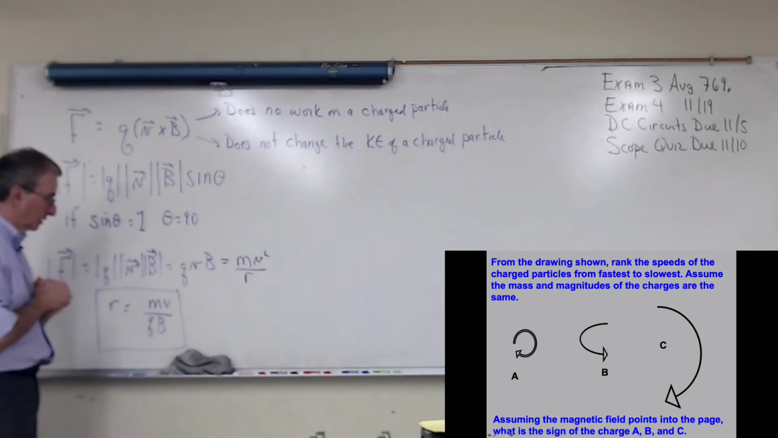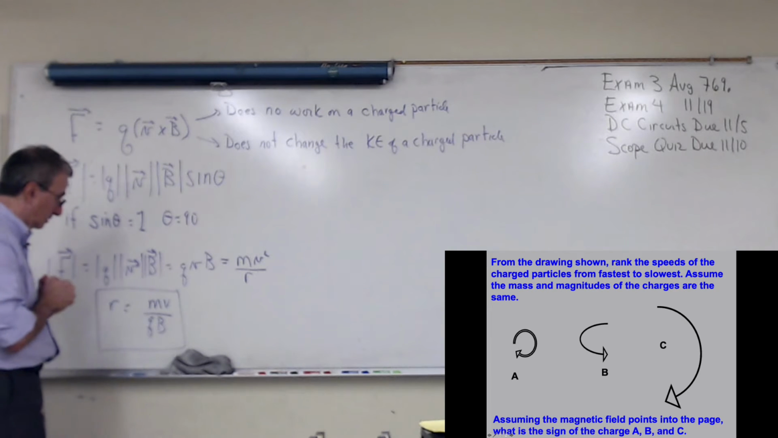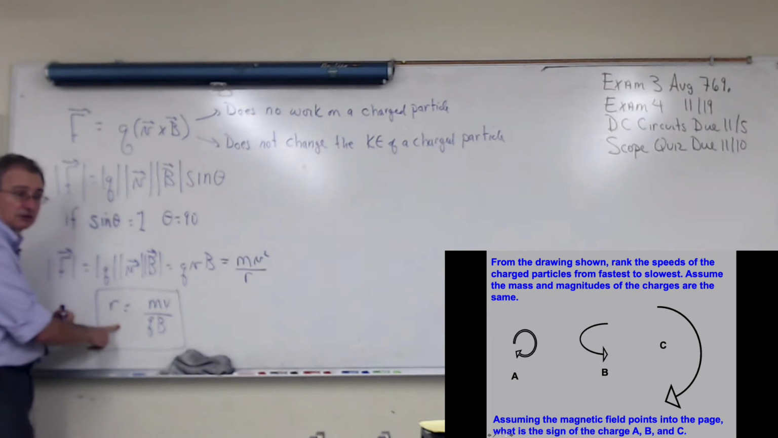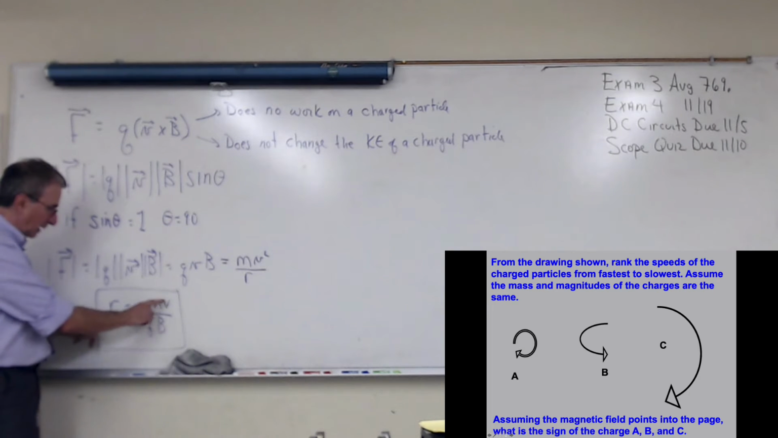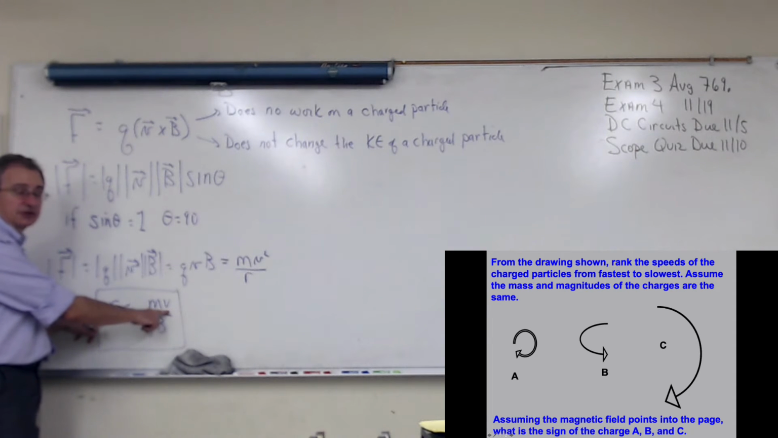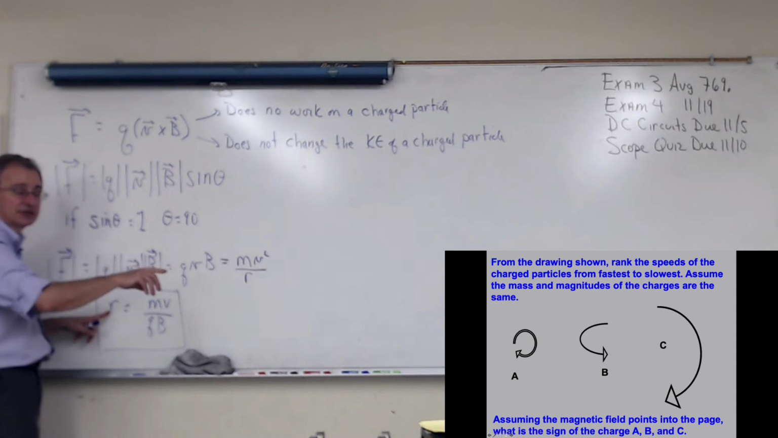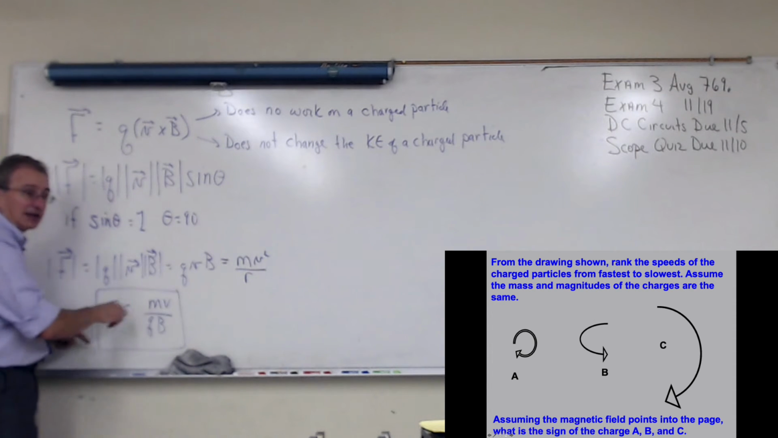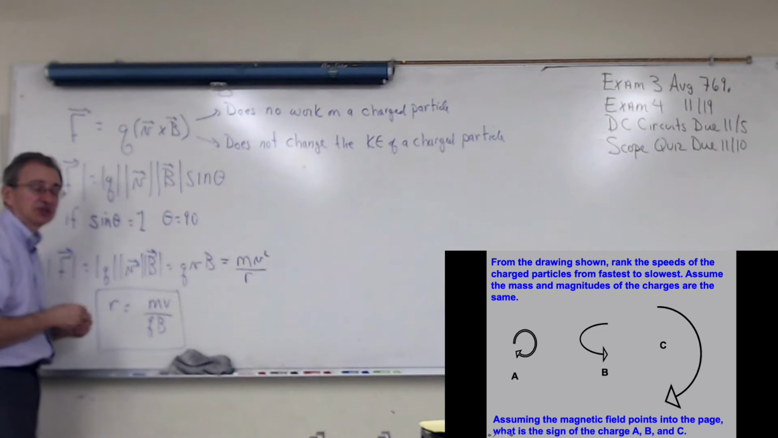Mine was actually because it has a bigger radius. Yeah, if you look at this equation, right? R is equal to mv over qB. The bigger R is, the bigger V is. Isn't that true? And they all have the same mass, and they're all in the same field. And so if the charge is bigger, V has to be bigger. So it has to be C.